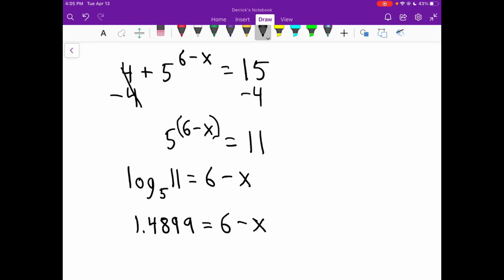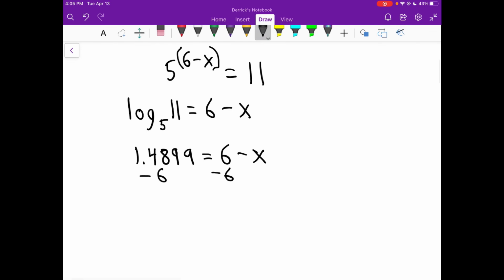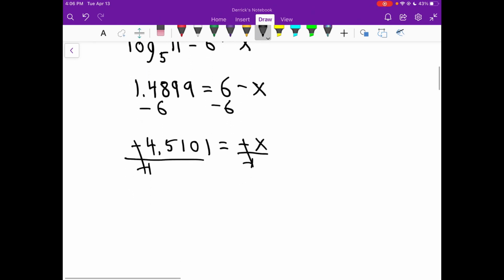And so that's equal to 6 minus x right now. And then you can just simply solve this out the way you would any other type of algebraic equation. So in this case, you could either add x over or subtract 6 over. We'll say subtract 6. So if you subtract 6 over, then that means you would end up with a negative 4.5101, and that's equal to negative x. Which means whether you look at it as dividing by negative 1 or multiplying by negative 1, since both sides are negative, we can also just make both sides positive, which would give us a final answer of x equals 4.5101.